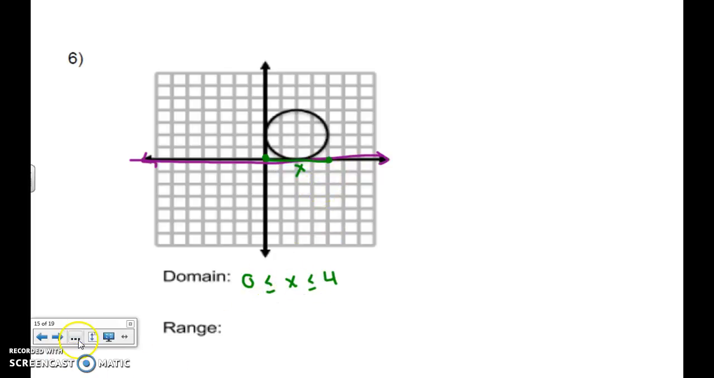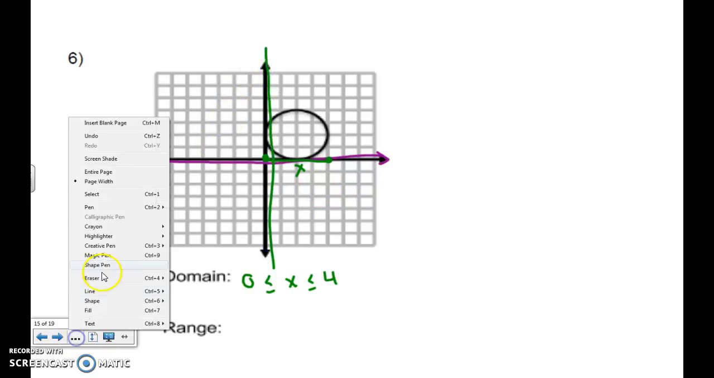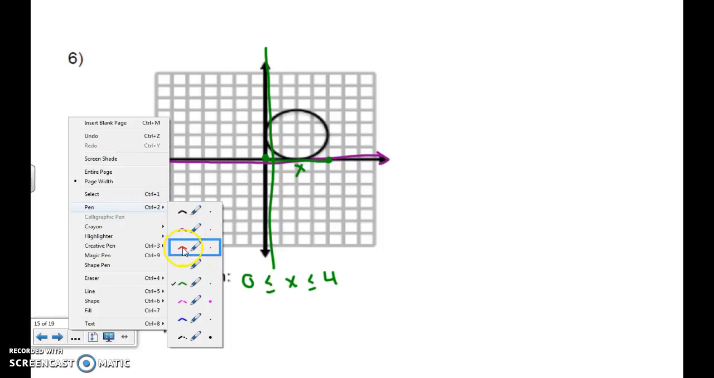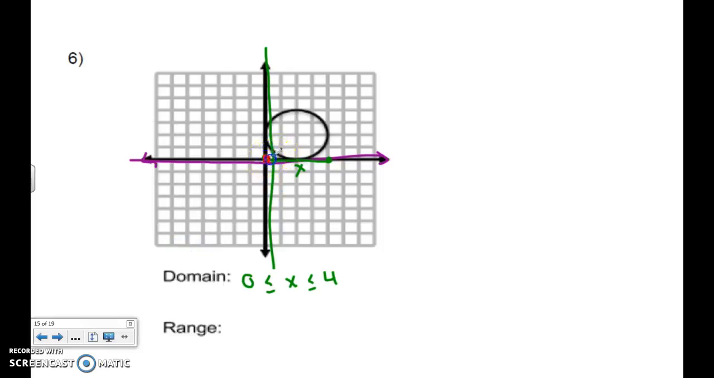Now let's deal with y. And we're going to go up and down for this one. And I'm going to choose a different color again because I just like color. Let's choose red. Now it looks like it starts right here and it goes all the way up here.